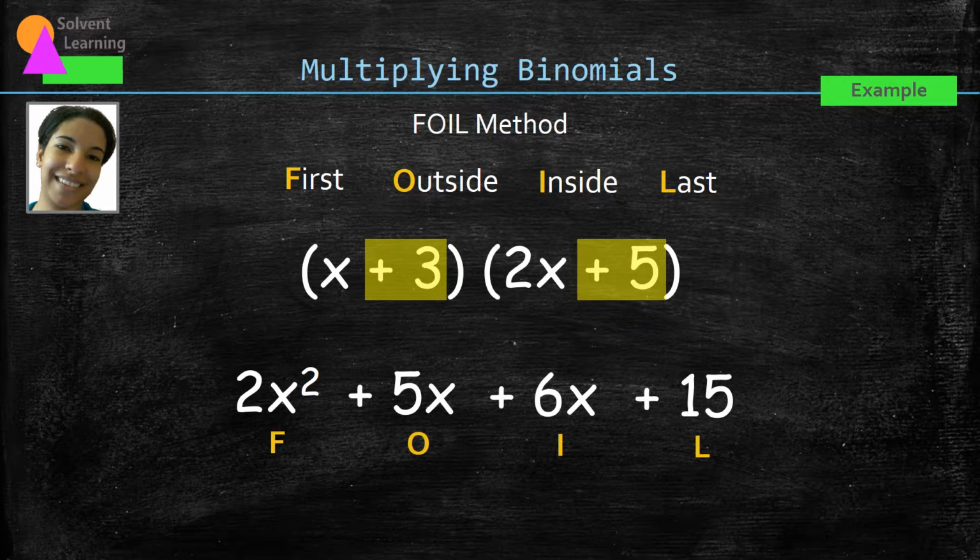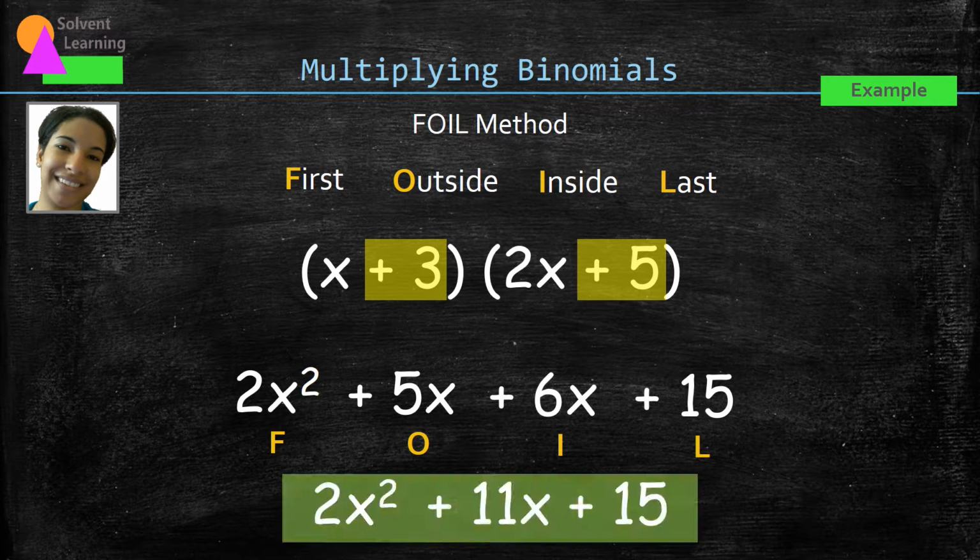Okay, now we can combine like terms and get our final answer, 2x squared plus 11x plus 15. The exact same answer that we got when we used the double distribution method. So both methods work in similar ways. It just gives you a different way of approaching the problem.